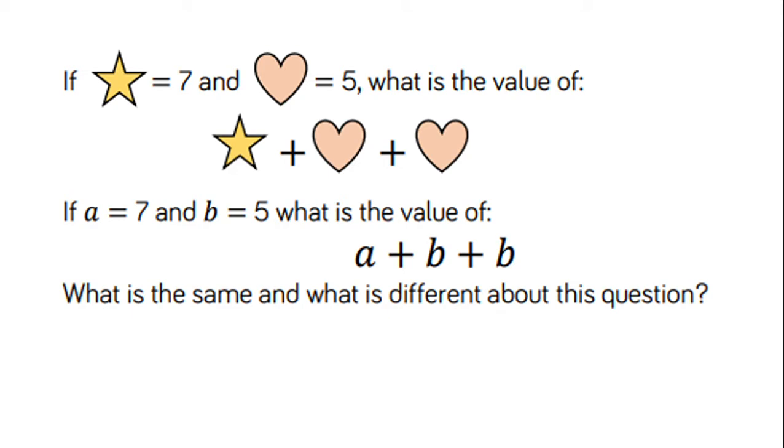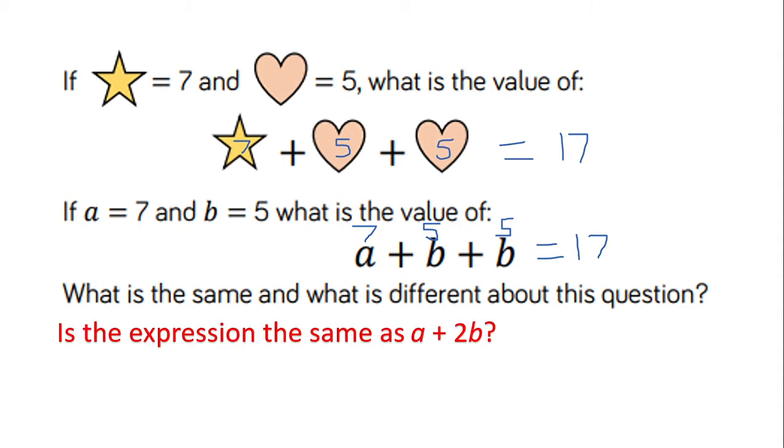Okay, so the first step to working this out would be to substitute the numbers given for the algebraic symbols, or the pictures in the first example. As you can see, I've substituted the 7 for the star, and the 5 for each heart. So I know that 7 plus 5 plus 5 equals 17. Then if I substitute the a for a 7 and the b's for 5, I've also got an answer of 17. So I can see what's the same. Well, they have the same numerical output.